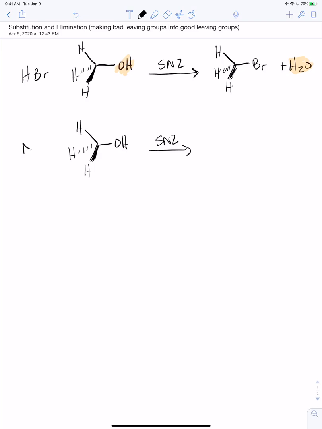But yeah, let's say you're trying to do another SN2 reaction, but let me change this a little bit. Let's say that I have methoxide, so still a bad leaving group. Now I want to use OH minus, and I want to try and do an SN2 reaction here to displace that.